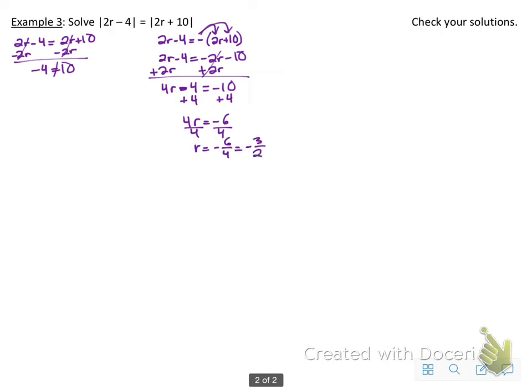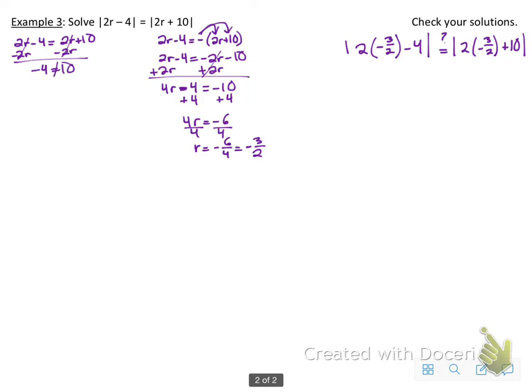If you're not familiar with your fractions, make sure you have a calculator, right? We have resources. Then we're going to plug that in so that our x, or our r, is negative 3 over 2. So we get the minus 4. Does that equal 2 times negative 3 over 2 plus 10? And I hope you noticed that when I plugged it into this problem, I'm plugging it into both the left and the right side. And the reason I do that is because there's an r in both the left and the right side.